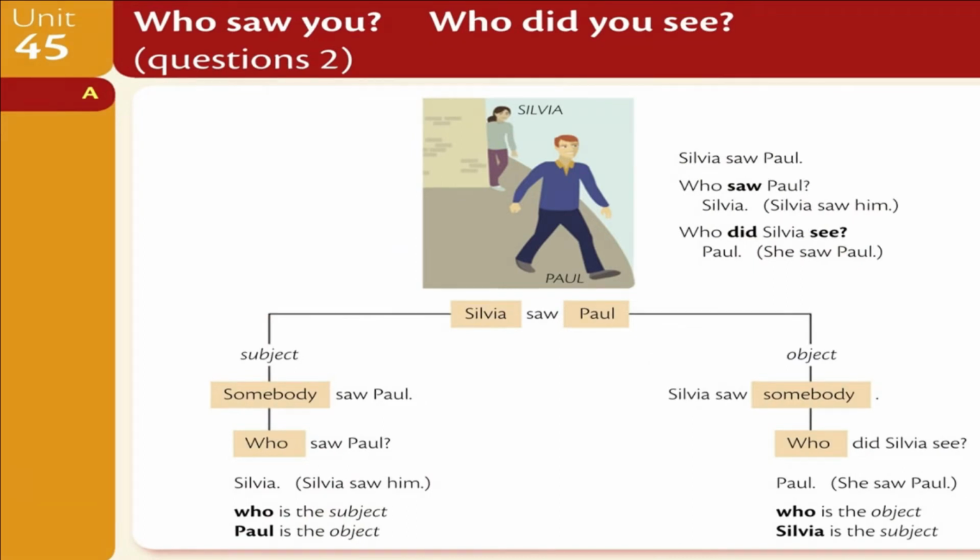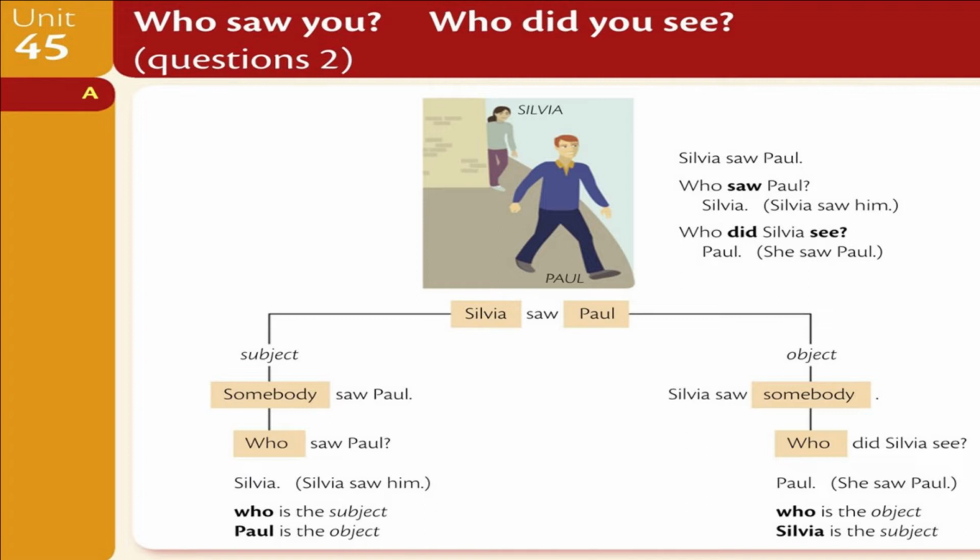Unit number 45. Who saw you? Who did you see? Questions part 2. Section A. Sylvia saw Paul. Who saw Paul? Sylvia. Sylvia saw him. Who did Sylvia see? Paul. She saw Paul.